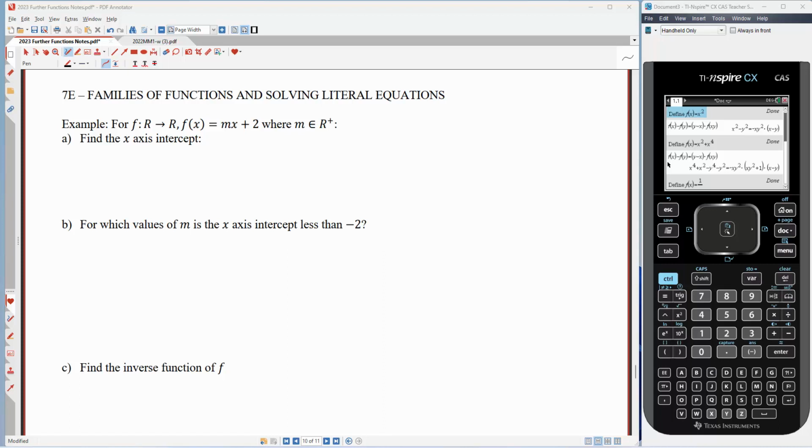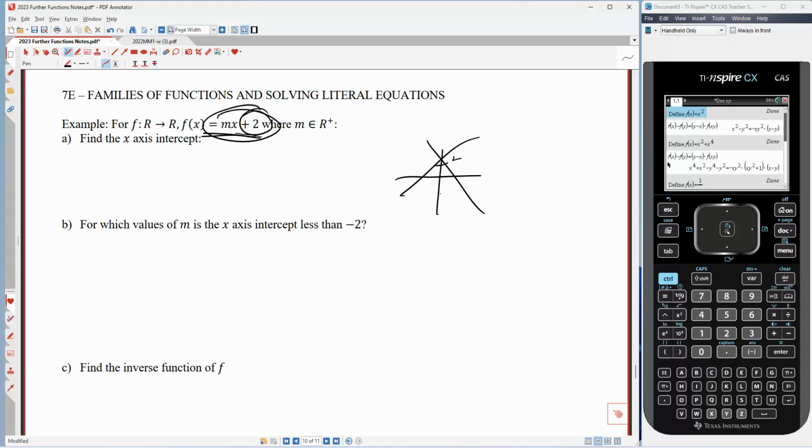Okay, this last video will be about what they call families of functions and solving literal equations. So we'll first start with a family question. We've got this family of linear functions, and the thing that they all have in common is that they have this y-intercept of 2. But they've got varying gradients, so some of them look like this, some of them look like this.